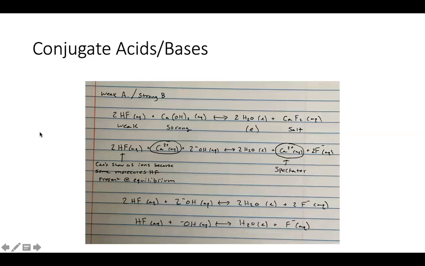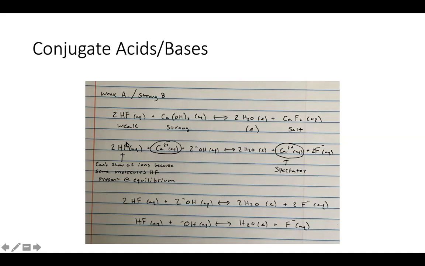But what happens if we have a weak species? Here we're going to react a weak acid, hydrofluoric acid, with a strong base, calcium hydroxide, to form water and calcium fluoride, a salt. Again, we write any strong acid or base as ions because they completely dissociate, and the salt also completely dissociates. So I'm going to rewrite this equation as 2 HF aqueous plus calcium plus hydroxide goes to water plus calcium aqueous plus fluoride aqueous.